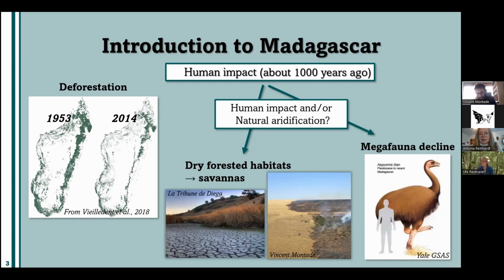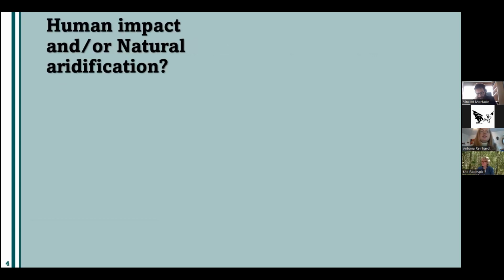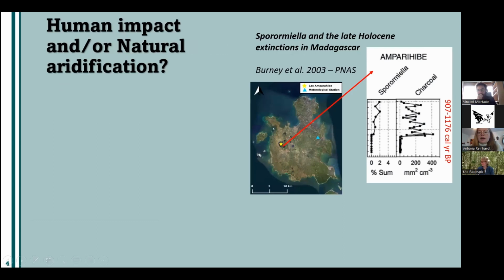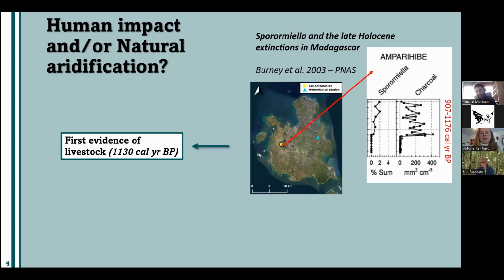natural aridification. To disentangle this question further, there was one popular study done on Nosy Bé Island by Burney et al. in 2003. They analyzed the sediment core from Lake Ampasy Bay for sporormiella and charcoal. Sporormiella is a spore known to grow on dung, and this is why they took the rise in sporormiella at 1,130 years before present as evidence of the first occurrence of livestock on Madagascar. Sadly, in this study, there was no vegetation record done, and this is why we decided to go back to the study site to establish our own vegetation record.